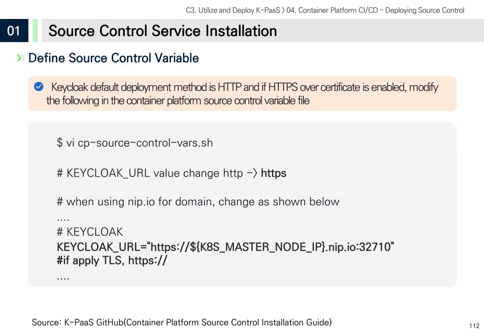The default deployment method for Keycloak is HTTP. If you want to set up HTTPS with an authentication certificate here, you need to modify the content below in the Container Platform Source Control Variables file. Open the cp-source-control-vars shell file through the VI Editor and modify it. Change the Keycloak URL value from HTTP to HTTPS. If you're using nip.io as your domain, change it to the following.